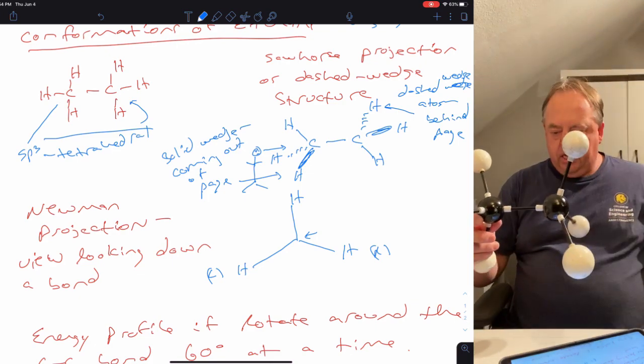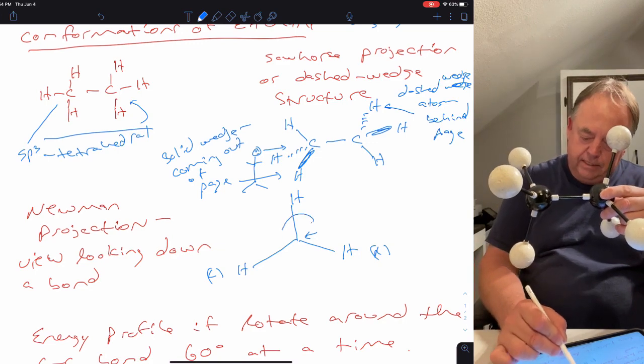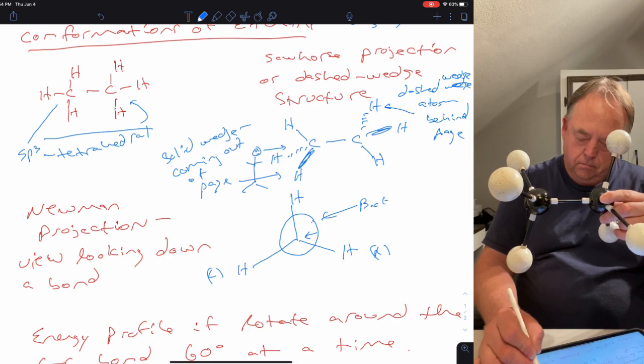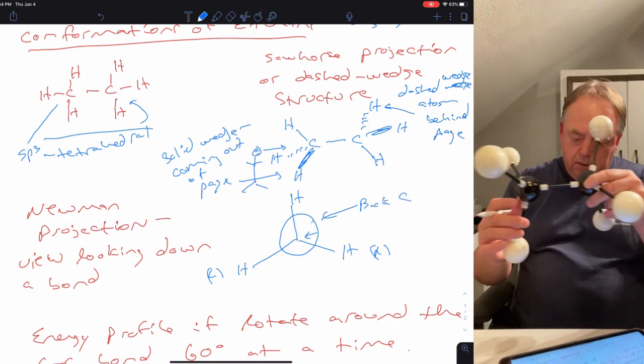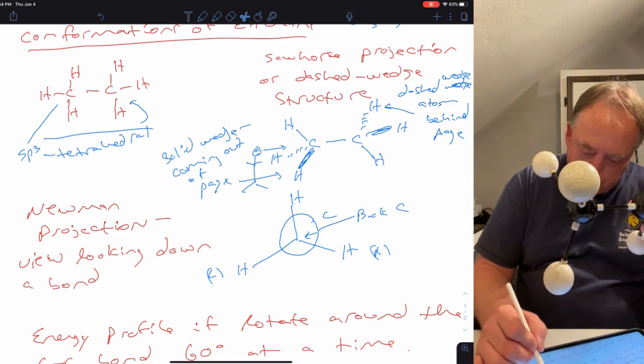And then we keep the same perspective to look at the back carbon. If we look at the back carbon, we represent it with a circle. So that's the back carbon. I drew that in the wrong spot. Let me move that. It's going to be in the way.